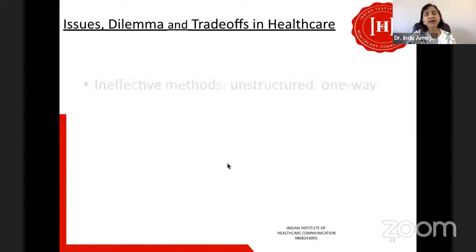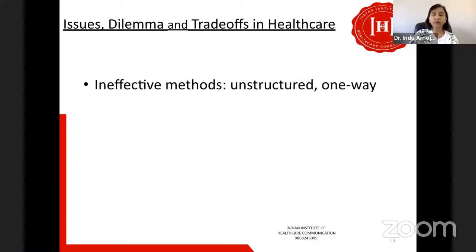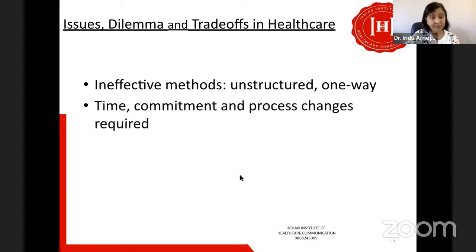The other issues and dilemmas that lead to improper handing over is that the methods of handing over are ineffective. In some places, it is very unstructured. In some places, it is one way, only verbal. In some places, we have it structured, but it is too complex. It requires time, commitment, and process change if we want to implement it in a real sense.